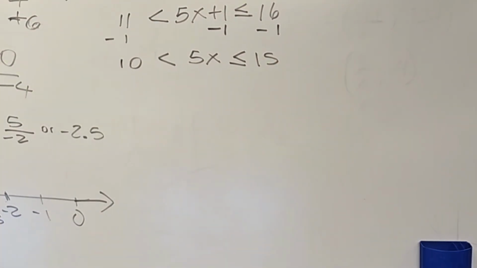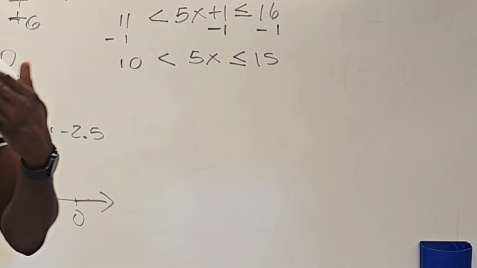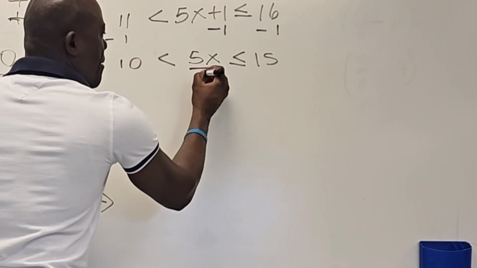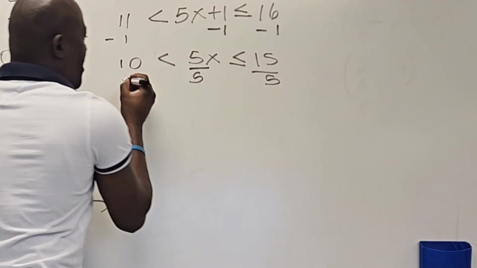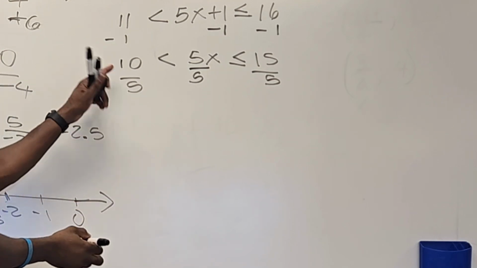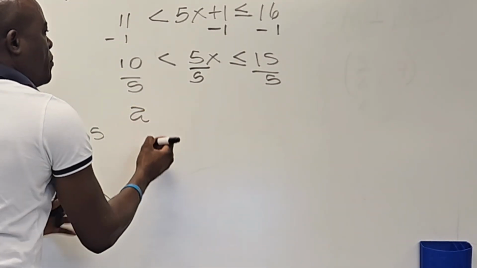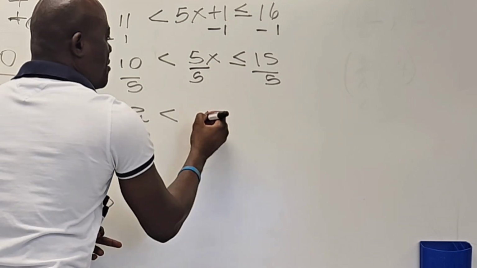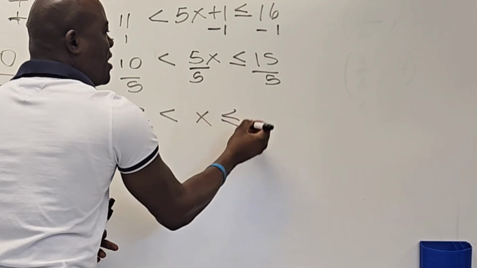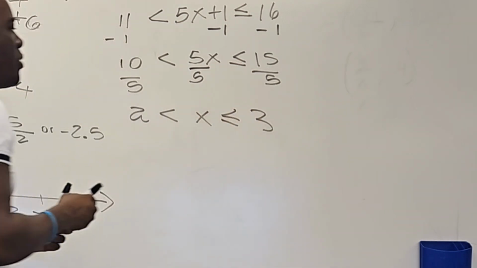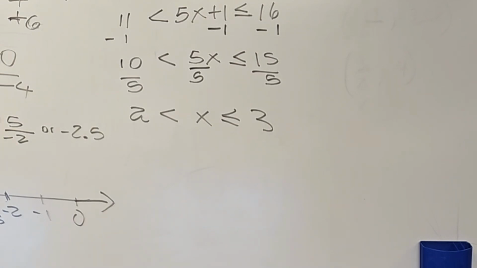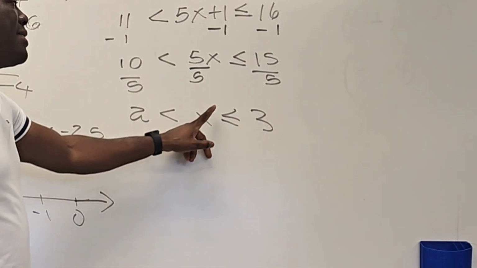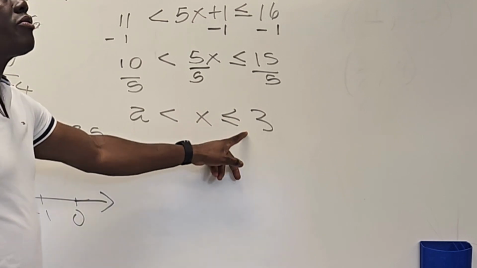Now at this time, I'm going to divide throughout by 5. And in doing so, I'm making sure that the entire system is balanced. So I'm going to divide by 5, divide by 5, divide by 5. So 10 divided by 5 is going to give me 2. 5x divided by 5 is x, and 15 divided by 5 will give me 3. Now if you take a look at this, this is suggesting that x is greater than 2, but it is less than or equal to 3.